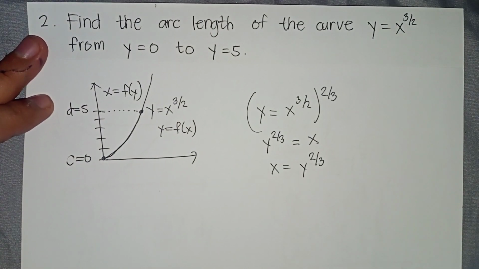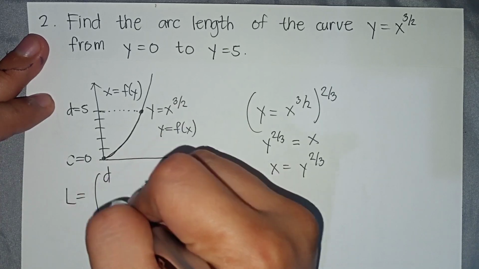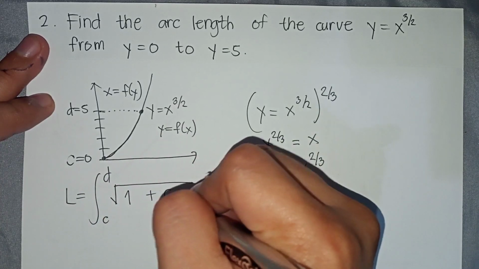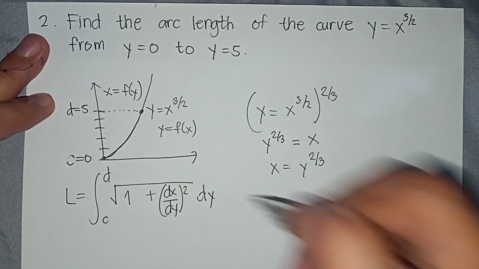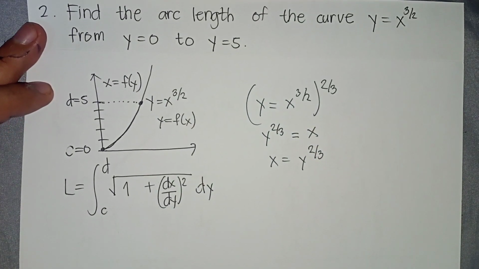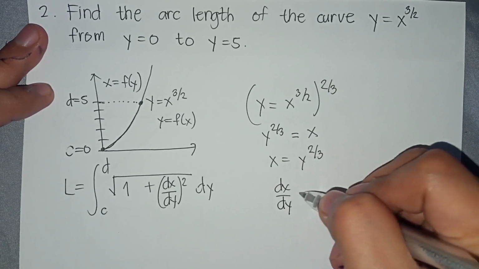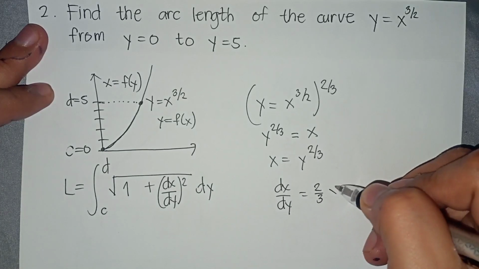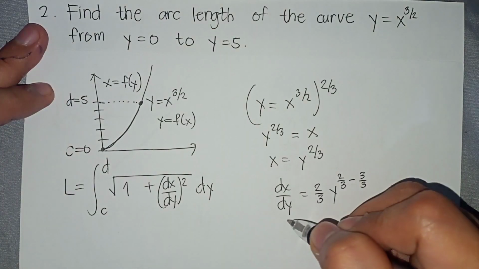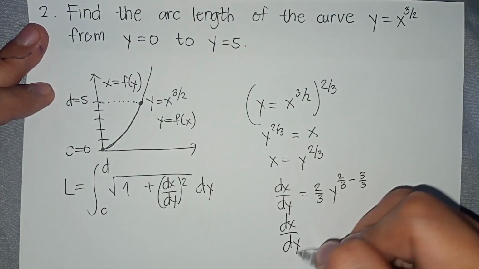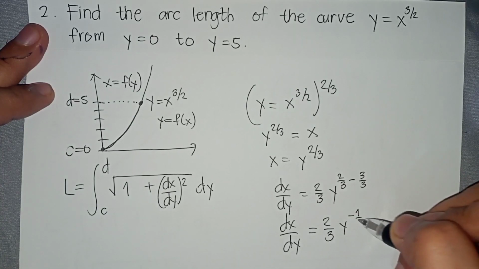So, ngayon, ano yung formula na gagamitin natin? Arc length is equal to integral from c to d square root of 1 plus dx over dy squared times dy. Okay? So, hanapin natin yung dx over dy. So, derivative na to, yan ay dx over dy is equal to 2/3 times y raised to 2/3 minus 3 over 3. So, ang dx over dy natin equal sa 2/3 times y raised to negative 1/3.